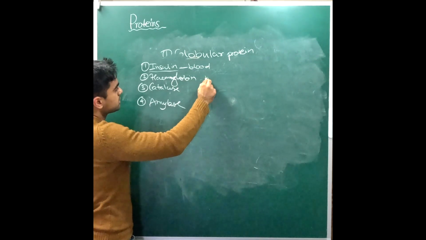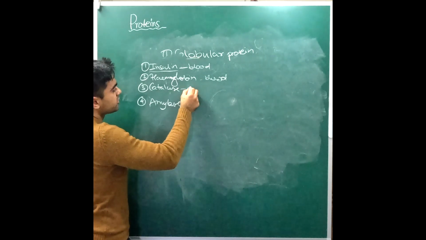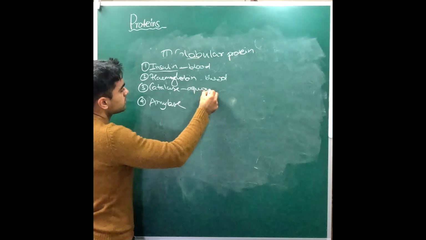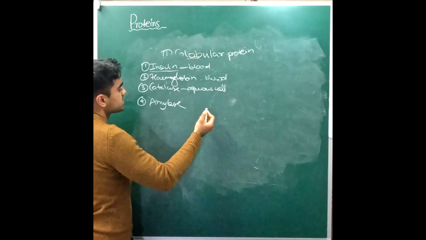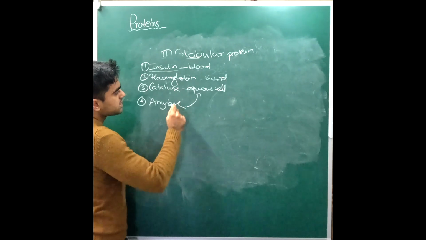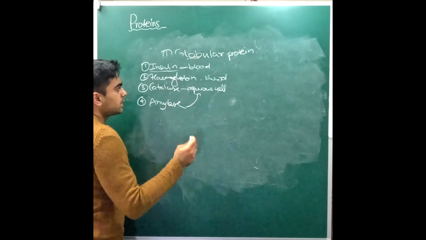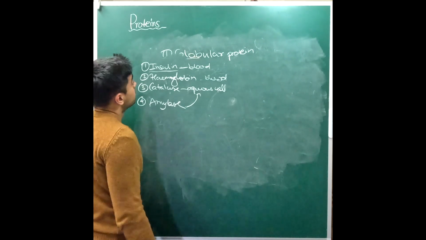Hemoglobin is also in blood, and catalase is in aqueous environments of the cell, cytoplasm, sorry. Same thing here. Okay? Catalase and amylase, aqueous cell cytoplasm. Okay? Insulin and hemoglobin are in the blood.